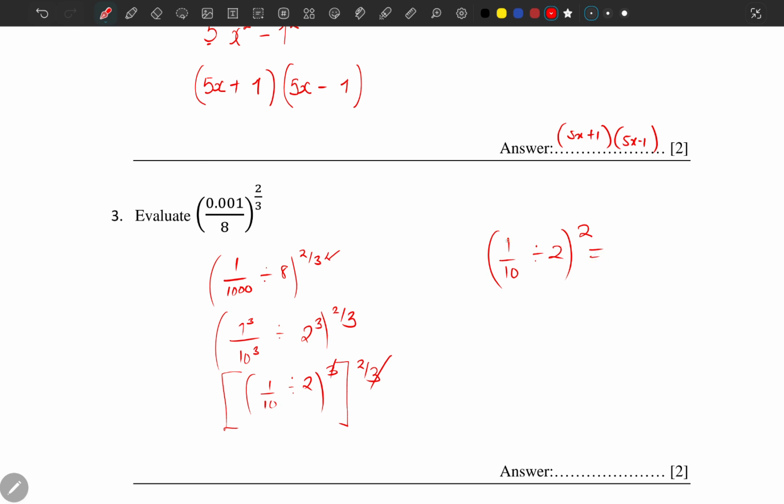Now, of course, we know that 1 over 10 divided by 2 is the same thing as 1 over 10 times 1 over 2, squared. Meaning 1 over 10 is being squared and 1 over 2 is being squared. Meaning this is just 1 over 100 times 1 over 4, which will give you 1 over 400, just like that. 1 over 400. Of course, maybe it can give you 0.0025 like that.